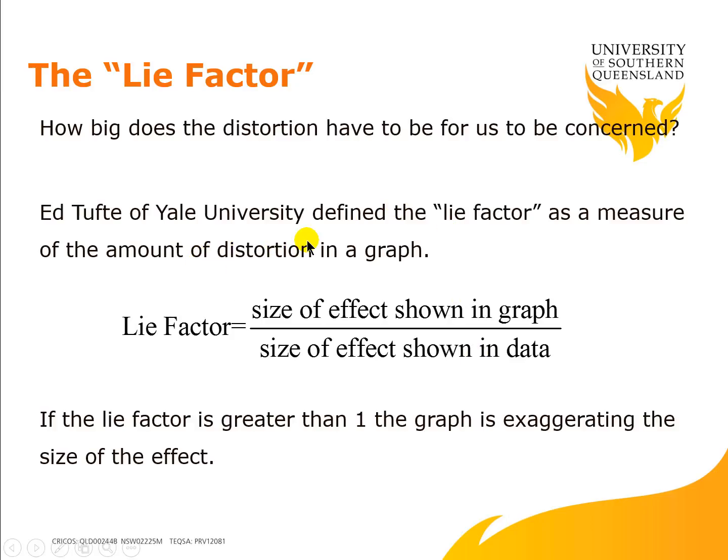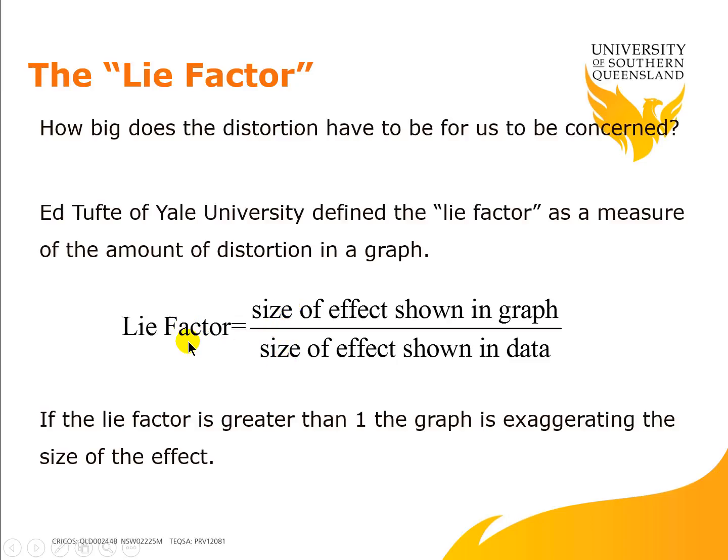So Ed Tufte from Yale University came up with the idea of the lie factor as a measure of the amount of distortion in a graph. So basically his idea was the size of the effect shown in the graph compared to the size of the effect shown in the data. When we're talking about size of effect, you can think about this in terms of the difference between the heights of two bars on a graph. If we're claiming that these two categories of things are really different from each other because the counts, the frequency of individuals within each group, is very different, and the size of effect in the data is not the same as the size of effect shown in the graph, then there's a lie factor.